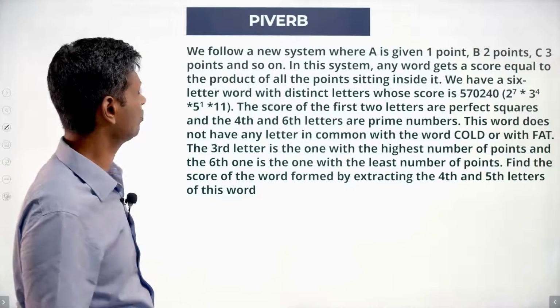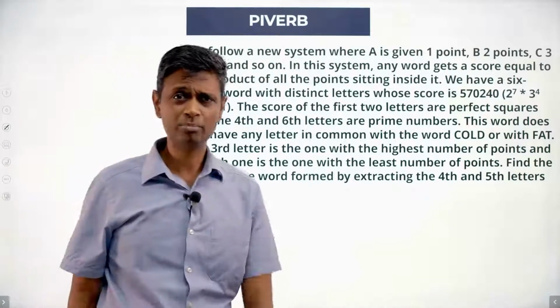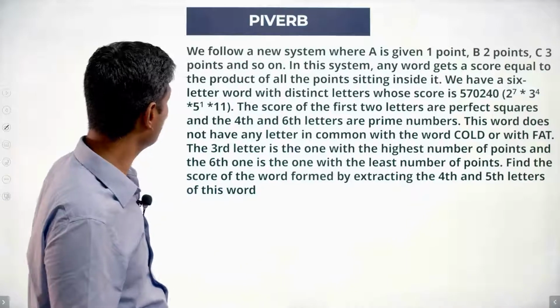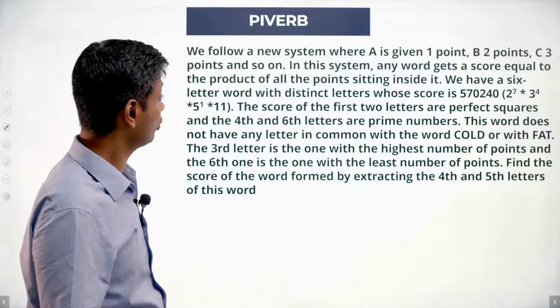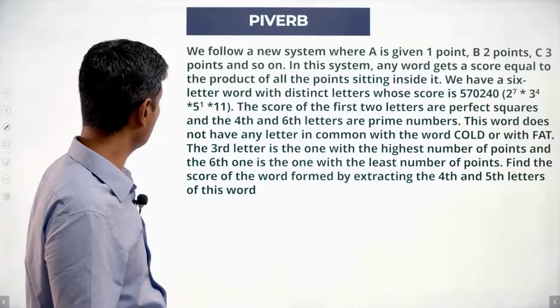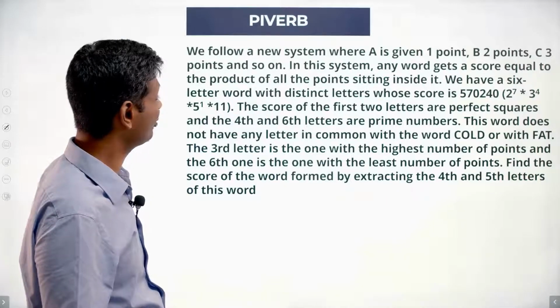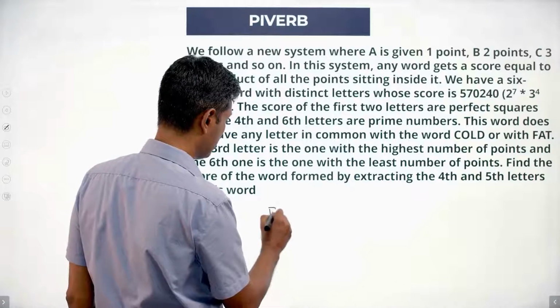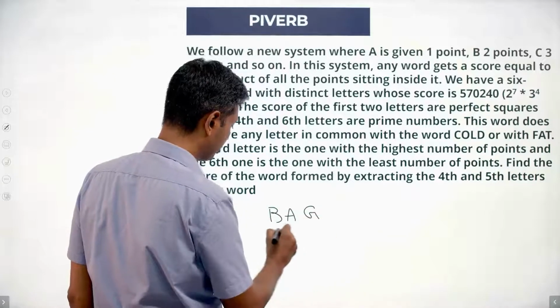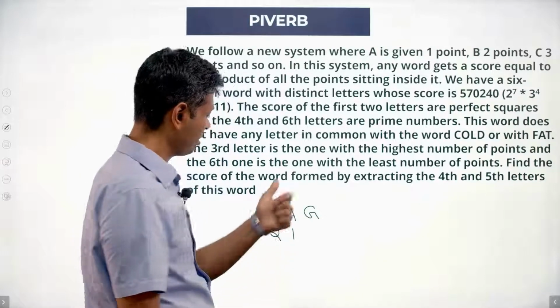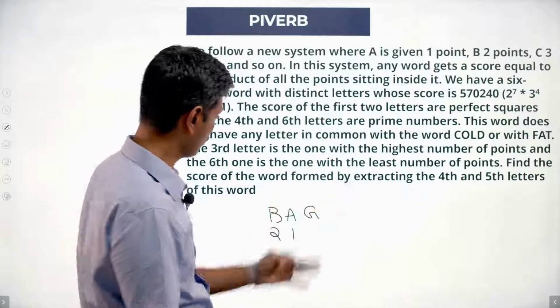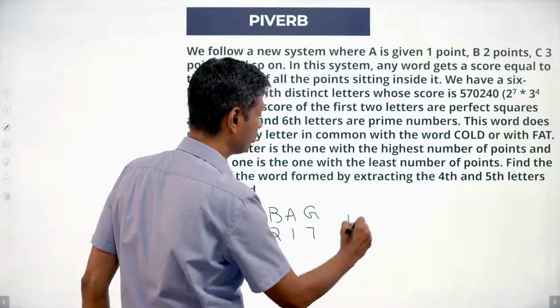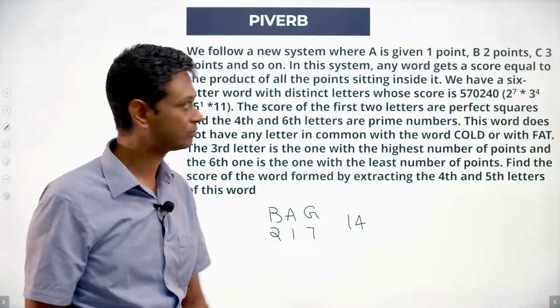You follow a new system where A is given 1 point, B is given 2 points, C 3 points, and so on. In this system, any word gets a score equal to the product of all the points sitting inside it. Oh, nice. So if we have a word which is, say, BAG, B would be 2, A would be 1, A, B, C, D, E, F, G, G is 7. The score would be 14.